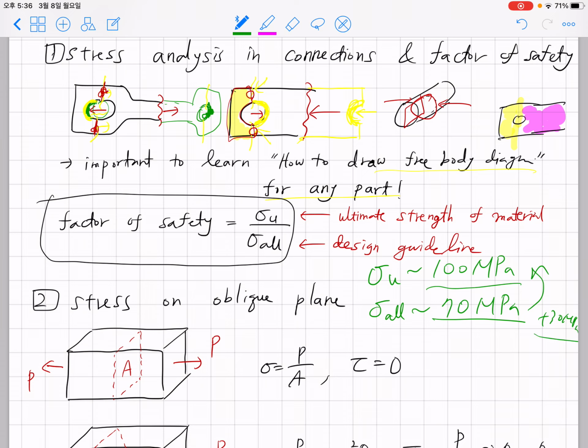With this kind of buffer, you don't need to worry about possible huge dynamic loading, possible mistakes in design, and possible mistakes in manufacturing. A lot of mistakes can happen, right? So you can think about factor of safety as leaving sort of a buffer to ultimate material strength. Then it'll give you better understanding on the concept of factor of safety.